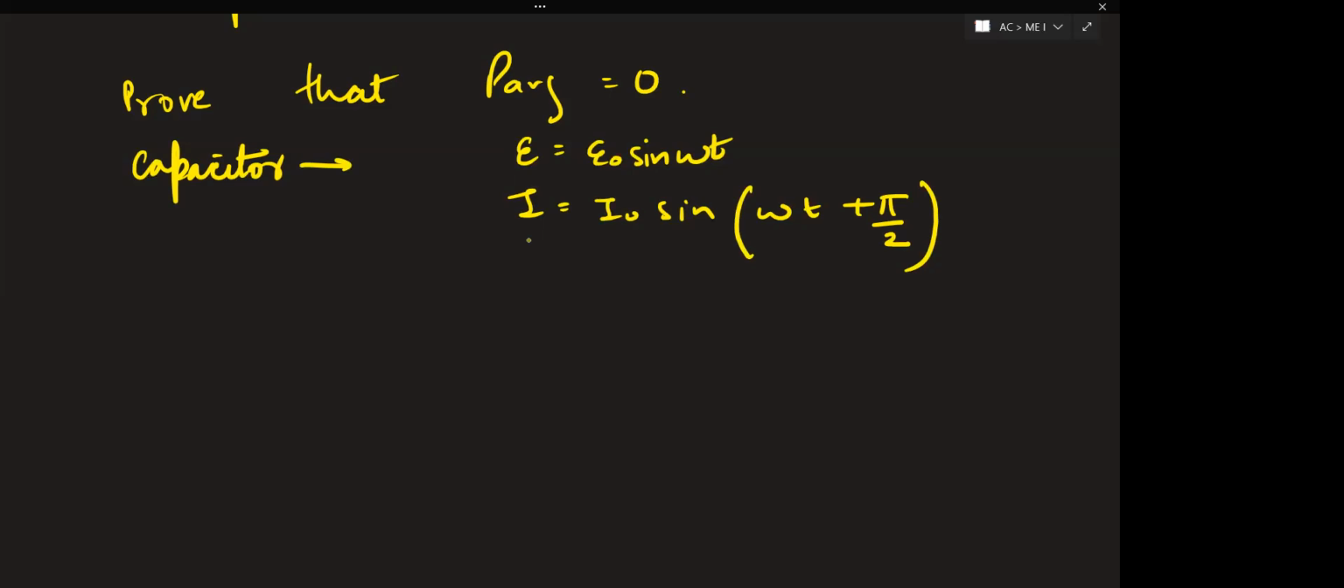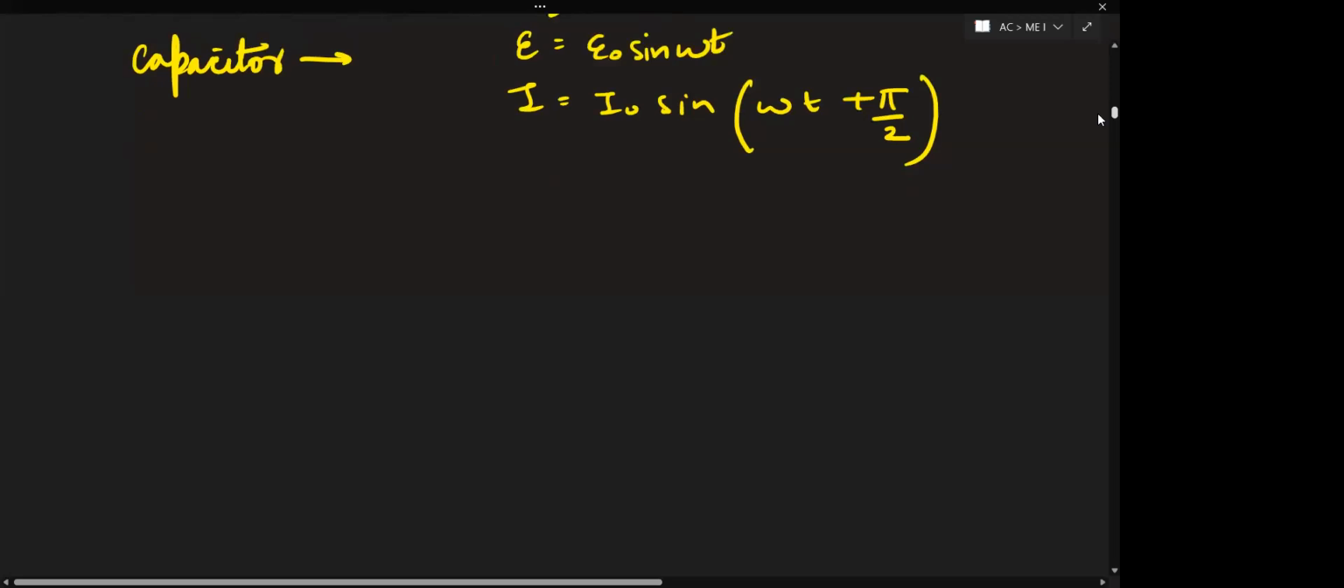Class, be prepared for your test as well. Next week you will be having a test on alternating current, because this chapter will almost be over by today. So next week and next class we will be completing EM waves. EM waves is a very short lesson. So from next week we can start with ray optics.